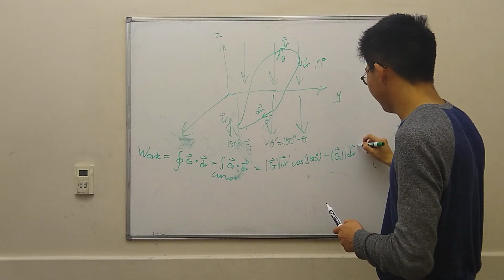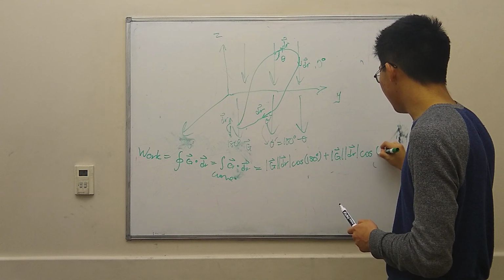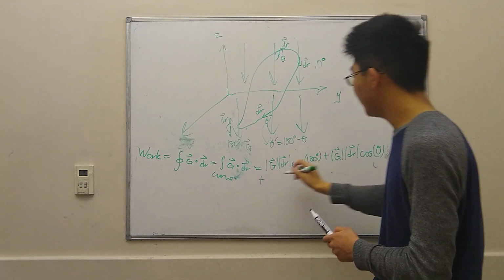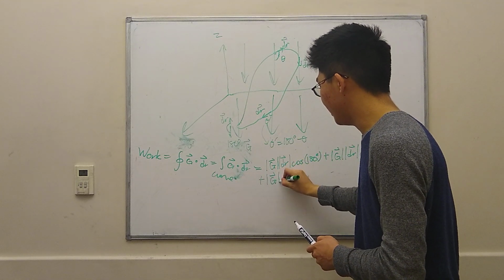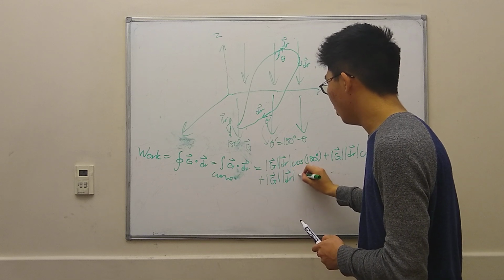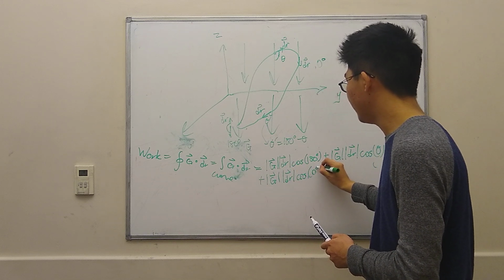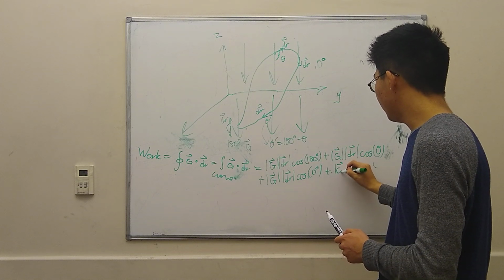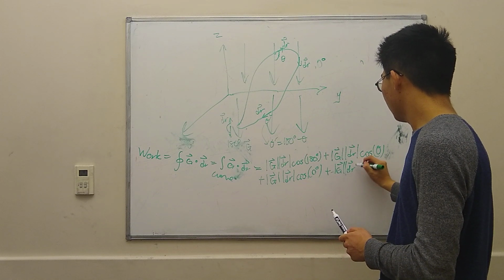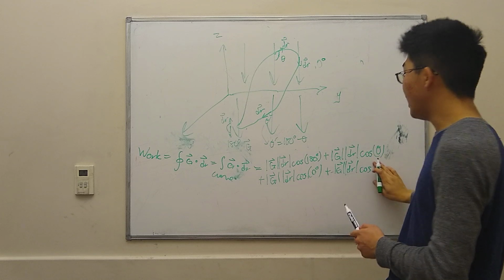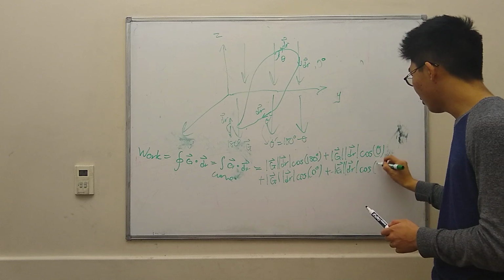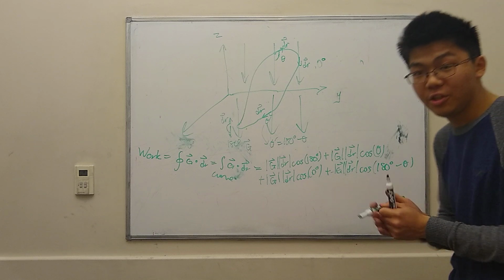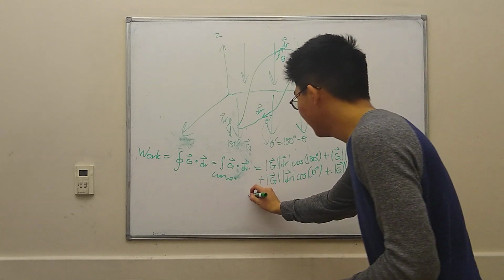Now, to this point, let's call it cosine of theta. For this point, they're in the same direction, so it will be cosine of 0 degrees. And lastly, we're going to substitute in theta prime for 180 minus theta. Everything good so far? All right.